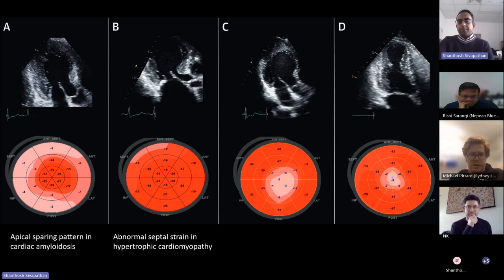So it's one of those things that you will see where the septum is really bulging or hypertrophic. You will get this pattern where the strain is reduced in that segment. Panel C.